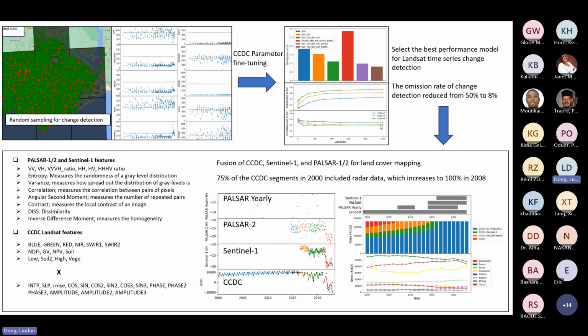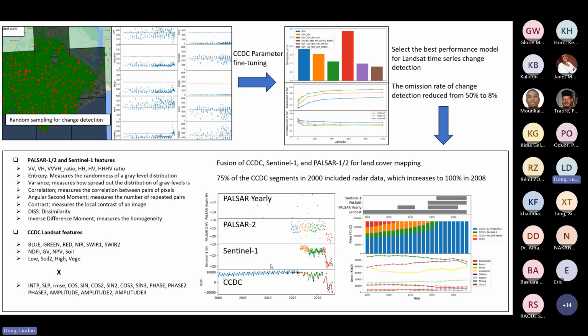So after we tune the parameters, we found out that the omission rate of change detection reduced from 50% to 8%. That also means we are detecting more false positives. These are some minor changes. They might not actually be land cover change, but we still found them. So we have to filter those out.